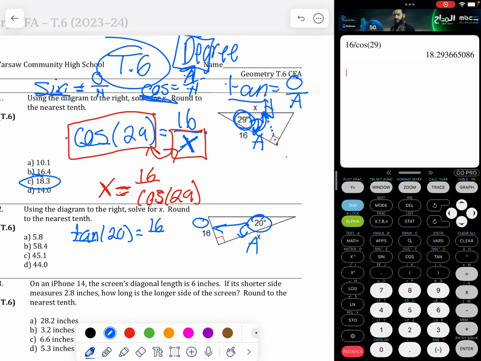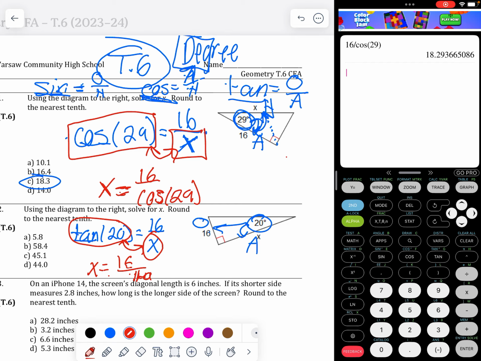Opposite is 16. X is our denominator, right? Just like number 1, x is in our denominator. So all we're going to do is switch our x and that trig function. So we should have x equals 16 divided by tangent of that angle. We don't leave that angle. We don't ever move that angle outside that parenthesis because I know what it is.